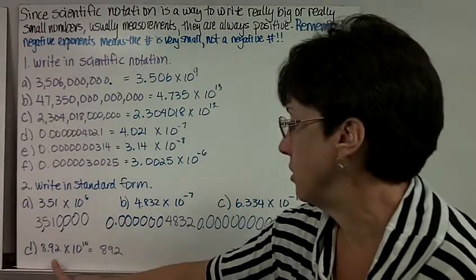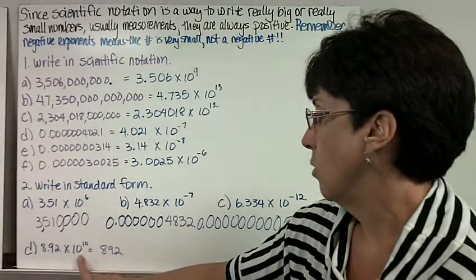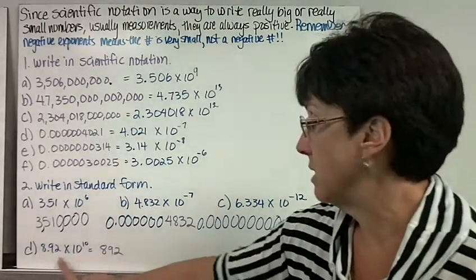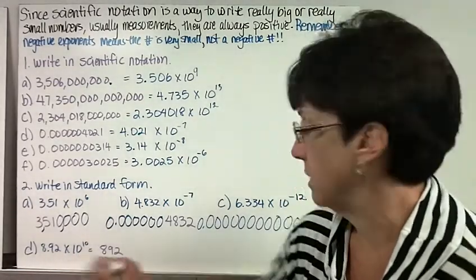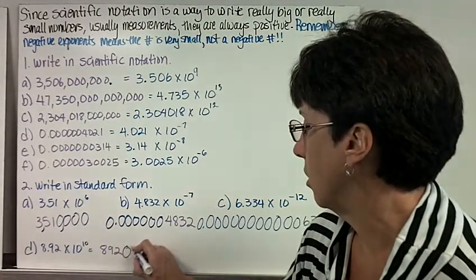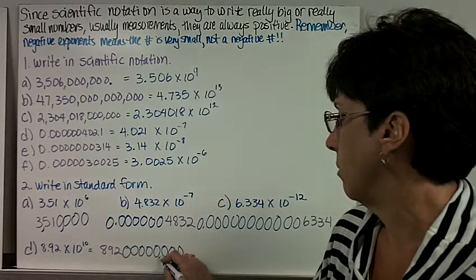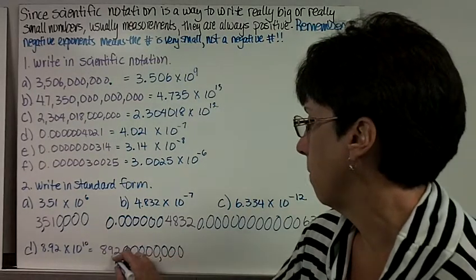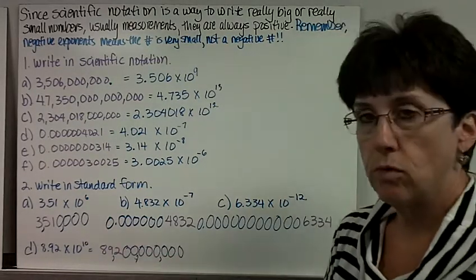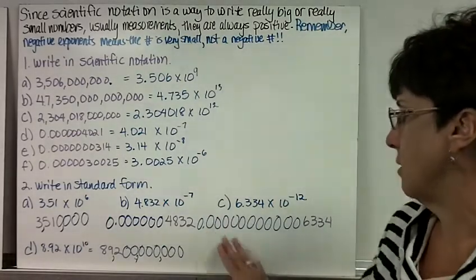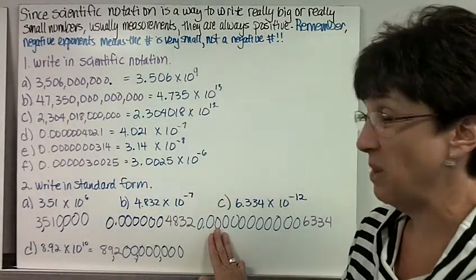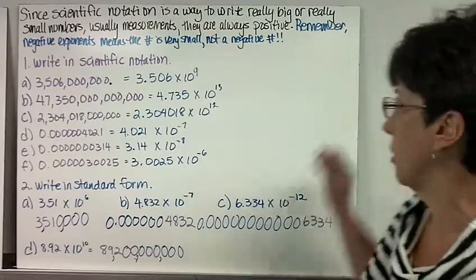How about 8.92 times 10 to the 10? Well, that means I moved my decimal 10 places. These two take up 2 of the places, so I need 8 zeros. And now I'll put in my commas. Sometimes for really small numbers like this, they do 3 zeros and leave a little space just to help them see how small the number is.